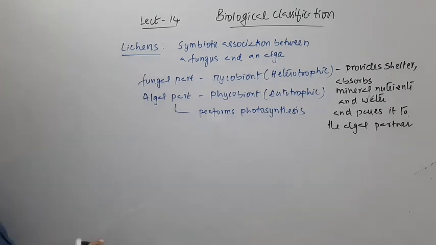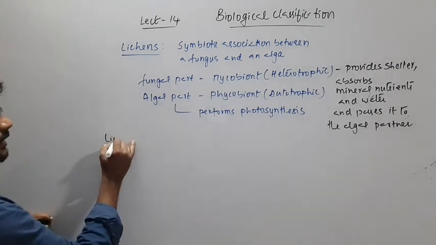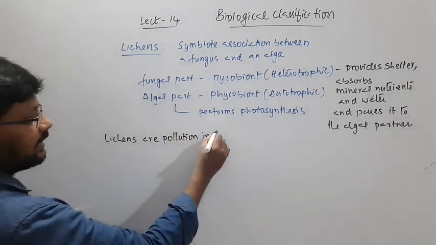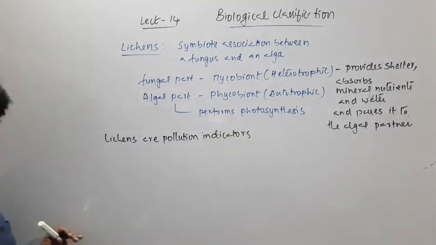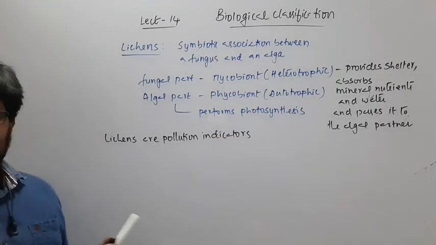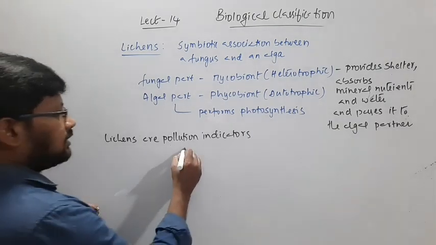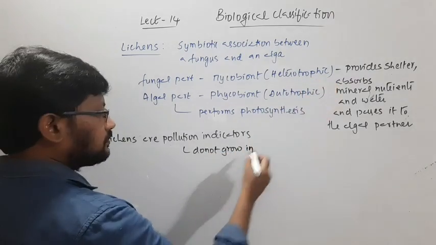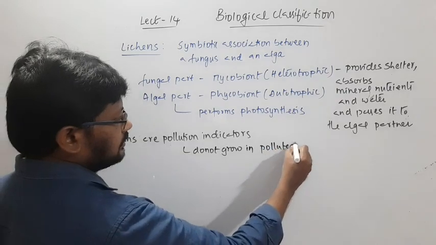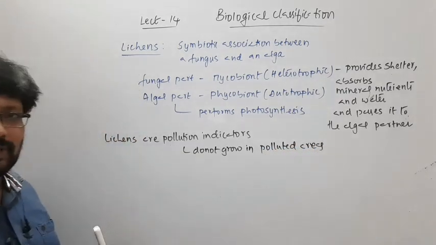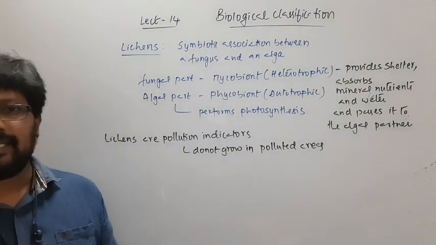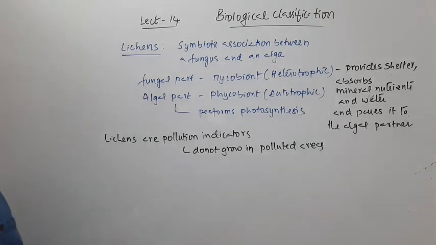And one more point, the lichens are pollution indicators. What we mean by pollution indicators is that these lichens do not grow in polluted areas. So if you see an area where these lichens are not growing, then it indicates that area is polluted. So the lichens are pollution indicators, right?